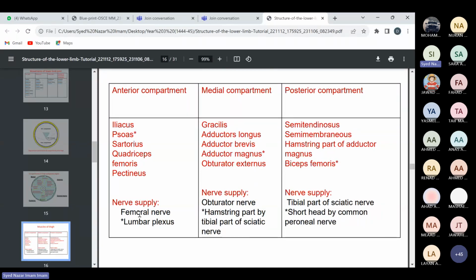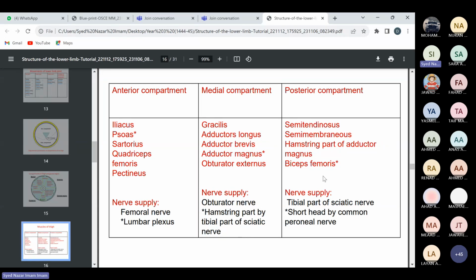The anterior compartment is supplied by the femoral nerve, except the psoas major muscle, because it is coming from the posterior wall of the abdomen. So this nerve supply is from the lumbar plexus. The medial compartment is all supplied by the obturator nerve, except the hamstring part, which is supplied by the tibial part of the sciatic nerve.